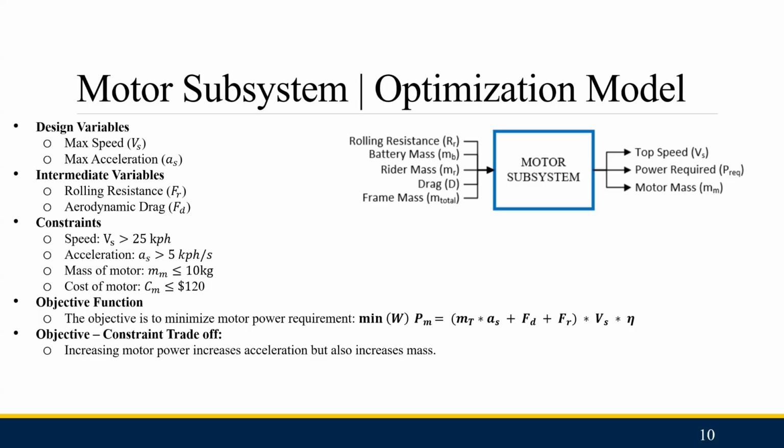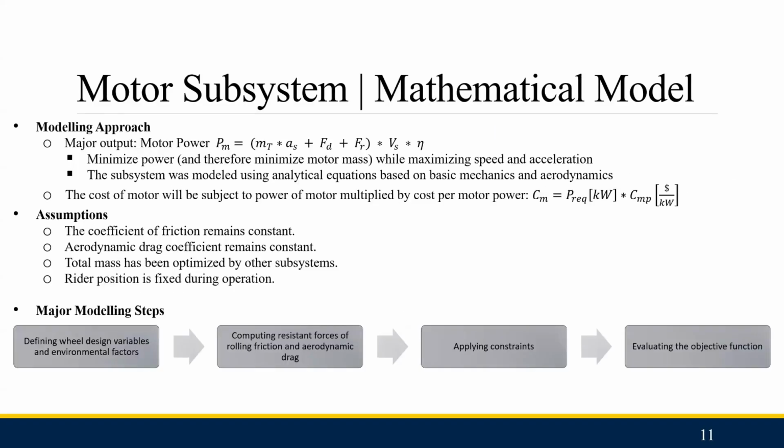Our main objective function is to minimize the motor power requirement, minimizing the rolling resistance and aerodynamic drag while still being able to maximize speed and acceleration. For the motor power calculation, our main modeling approach was to minimize overall power, which would therefore minimize motor mass while maximizing speed and acceleration.